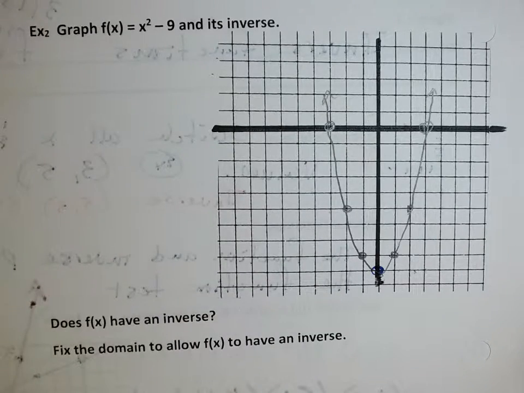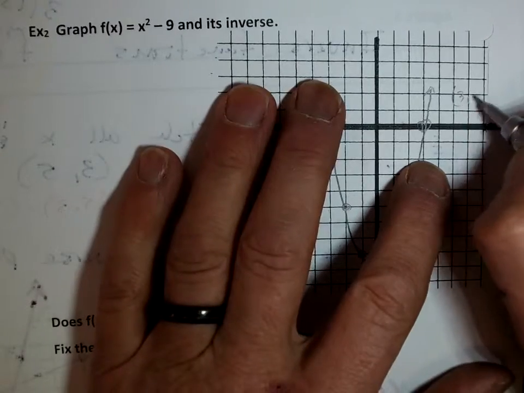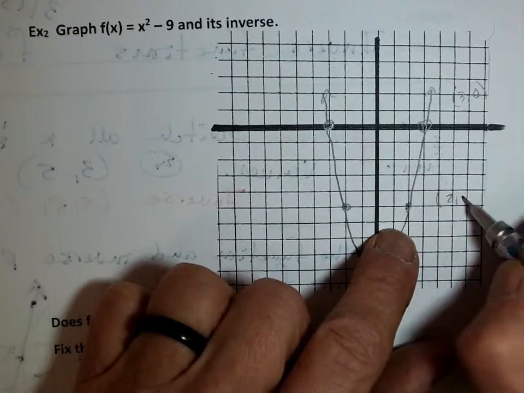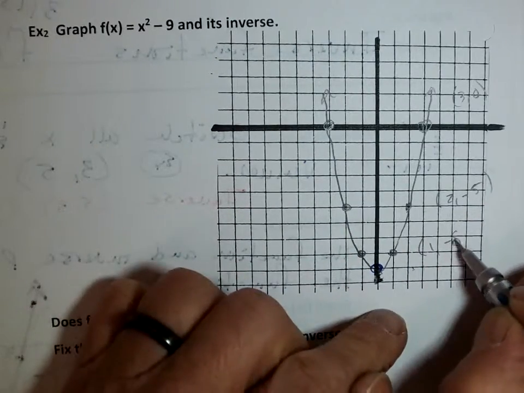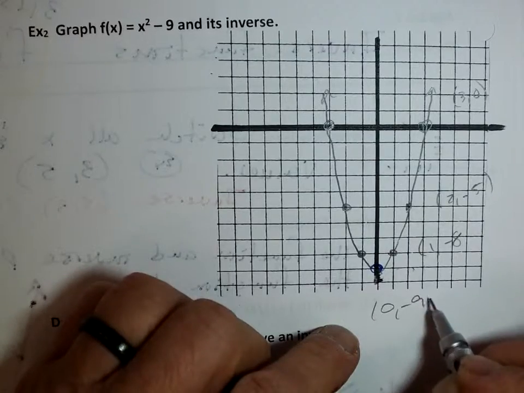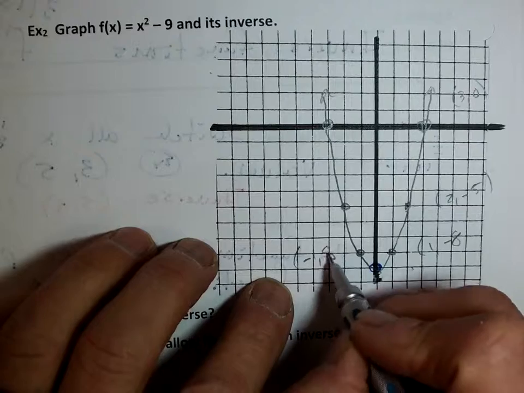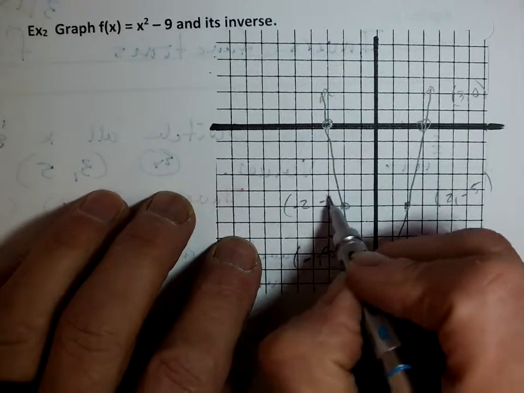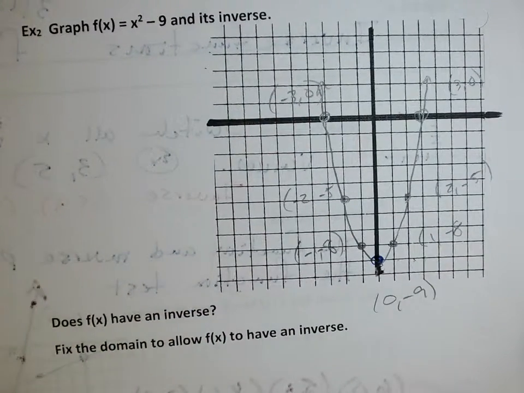So let's get some points. The point here is at 3, 0. I've got 2, negative 5. I've got a point at 1, negative 8. I've got a point at 0, negative 9. I've got a point at negative 1, negative 8. I've got a point at negative 2, negative 5, and a point at negative 3, 0. These are just any easy points on my parabola.